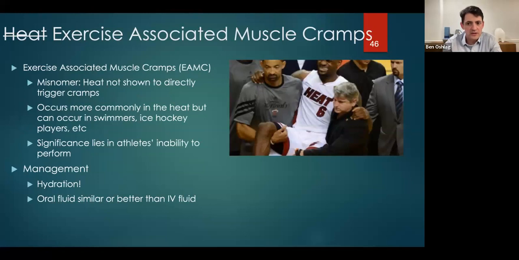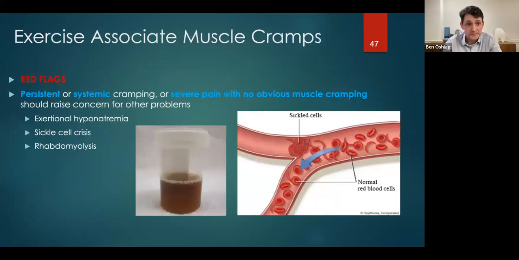In terms of heat illness, the most mild thing would be exercise-associated muscle cramps, really more of an exercise than a heat-related condition. It can happen in swimmers, ice hockey players, people who aren't out in the heat. And the significance is really just in the athlete's inability to perform. You just need to hydrate these people. So if they've collapsed and they're cramping, but they're talking to you, they're awake, they're otherwise okay, just try to get some fluid into them.